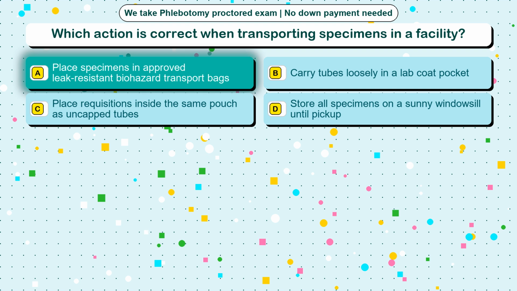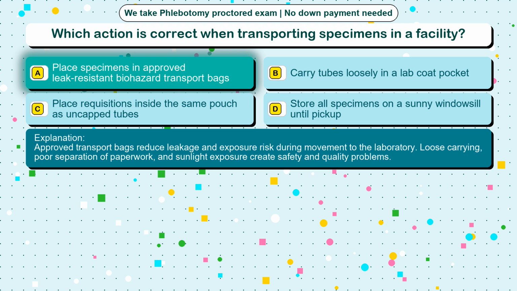The correct answer is option A, place specimens in approved leak-resistant biohazard transport bags. Approved transport bags reduce leakage and exposure risk during movement to the laboratory.